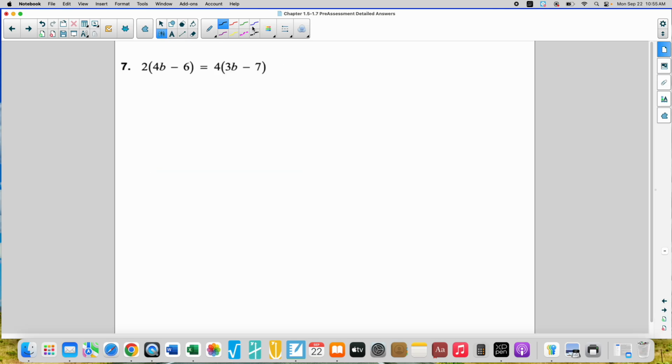Now we have to simplify, but this time we have to simplify by distributing. So we're going to distribute those terms. 2 times 4b is 8b. 2 times negative 6 is negative 12. 4 times 3b is 12b. 4 times negative 7 is negative 28. We're going to move the variables first.